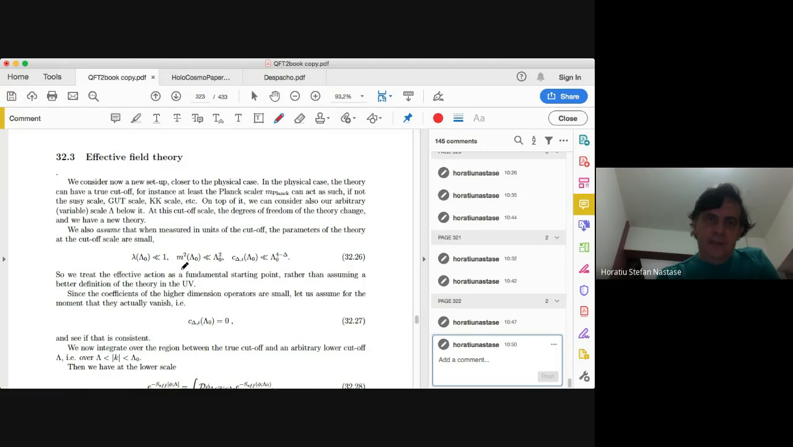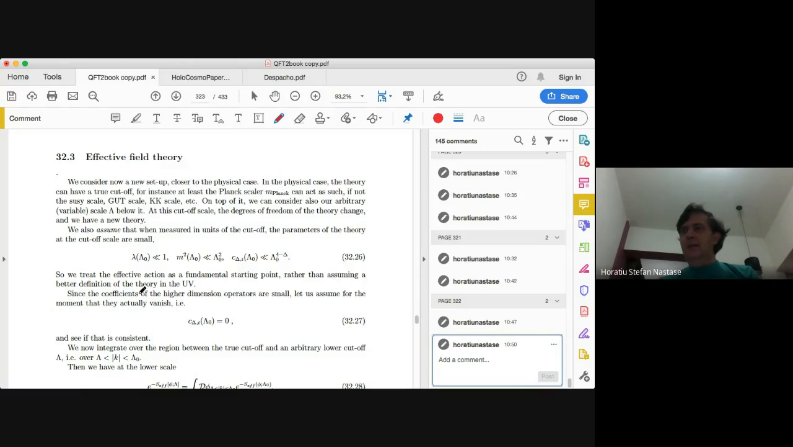But now we're trying to do something physical, with the assumption that in units of the cutoff, the parameters of the theory are small. Then we treat this effective theory, whatever it is, as a fundamental starting point, rather than assuming that there's a better definition of the theory in the UV.